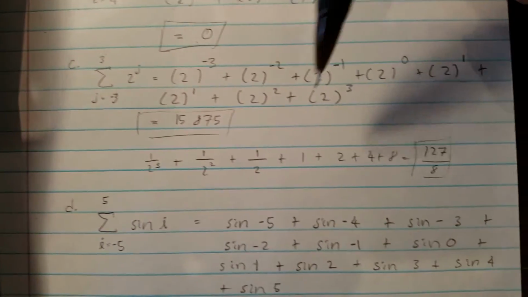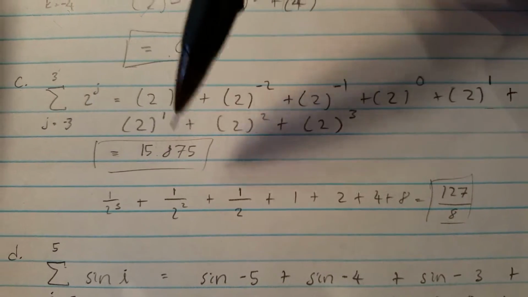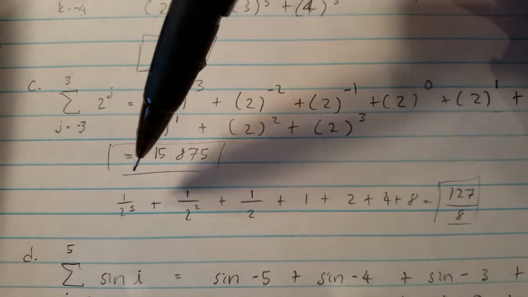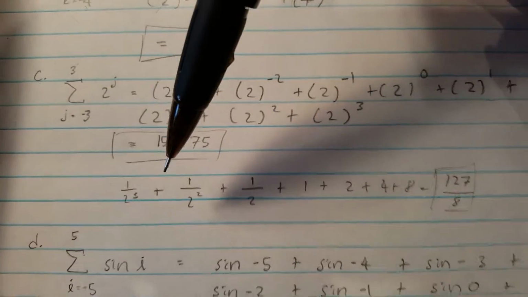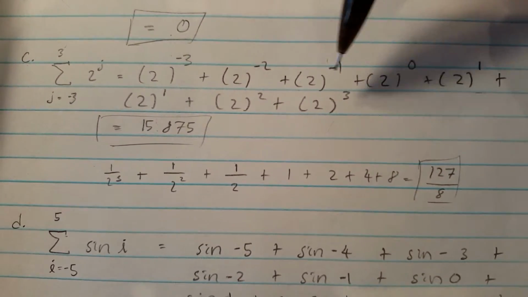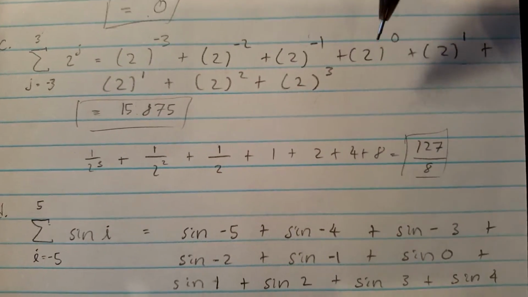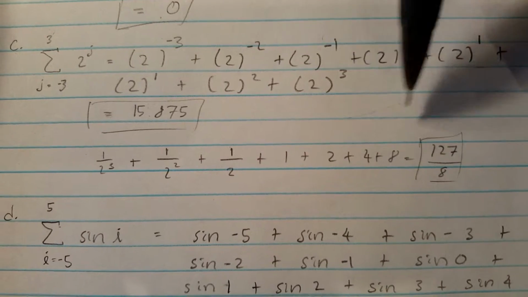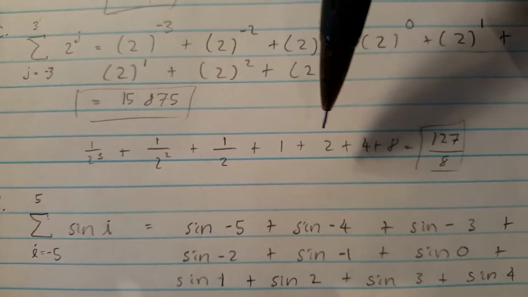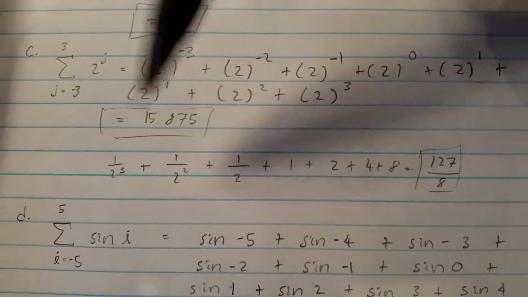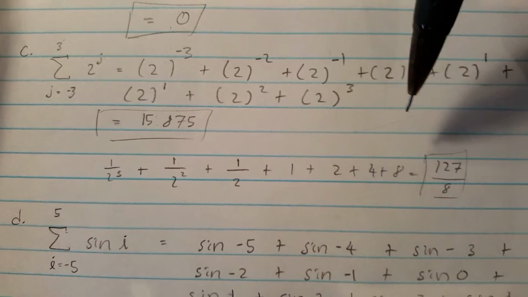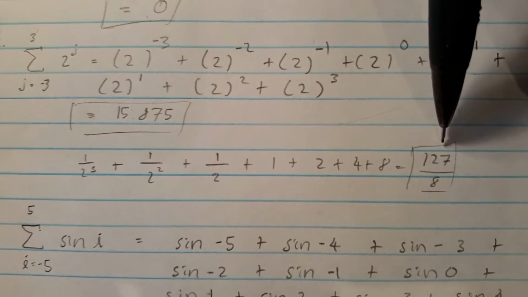But if you work this out by hand and put all the negatives on the bottom, because a negative exponent is the same as 1 over, in this case, 2 cubed, or 1 over 2 squared, 1 over 2, right? Because anything to the power of 1 is itself. And then this one is just 1, anything to the power of 0 is 1, and then 2 to the 1, 2, 4, 8. If you work it all out, it should come out to 127 over 8.